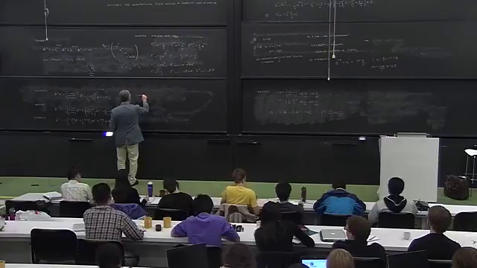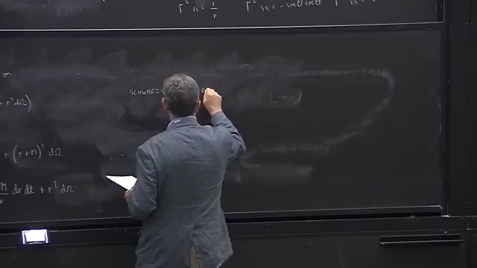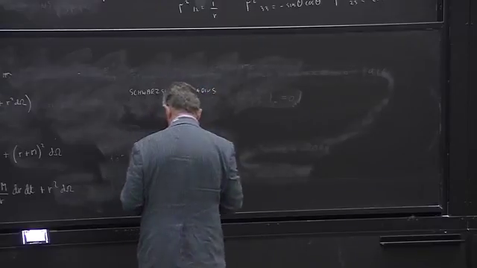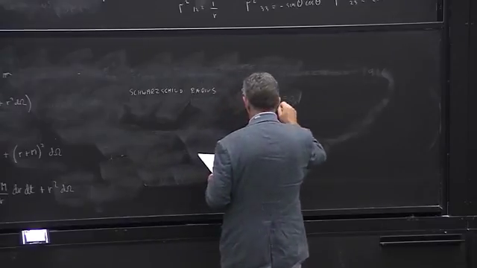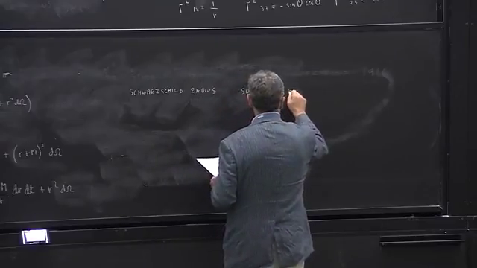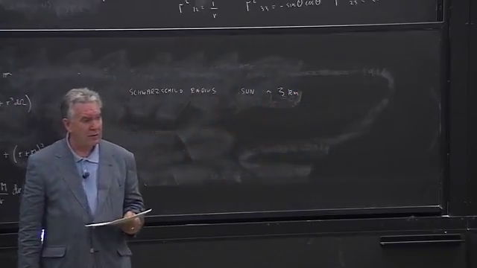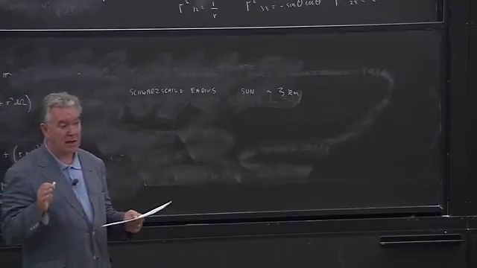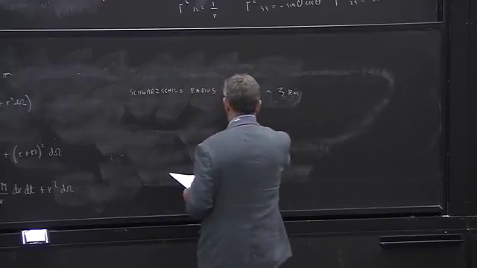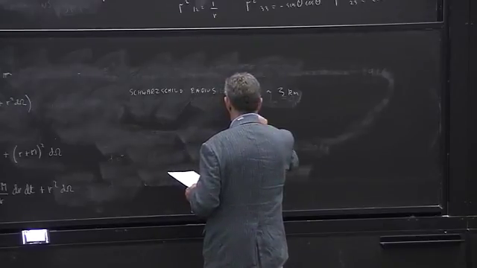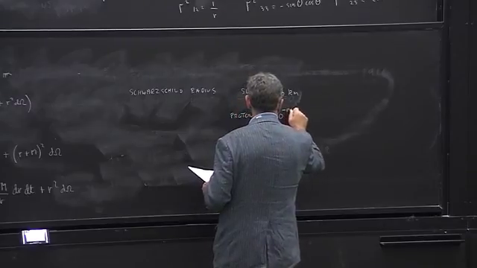Let me just make a comment. To get some feel for the Schwarzschild radius, the Schwarzschild radius of the Sun is about 3 kilometers. So it's much smaller than the size of the Sun. And a proton is 10 to the minus 50 centimeters.